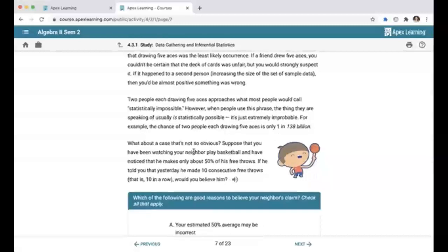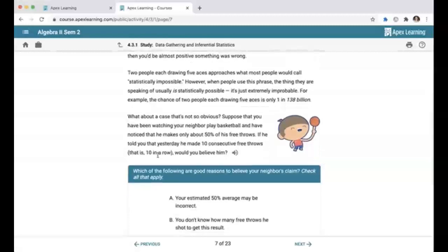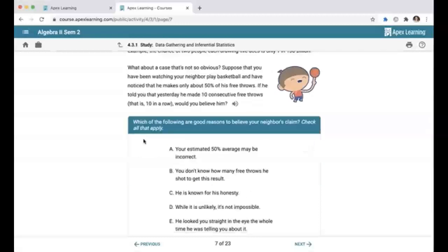And so what about something that might not be as obvious? For here, they said you have a neighbor that makes only about 50% of his free throws. If he told you yesterday that he made 10 consecutive free throws, that's 10 in a row, would you believe him?